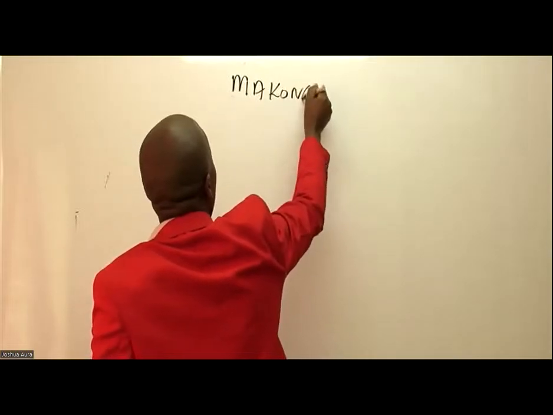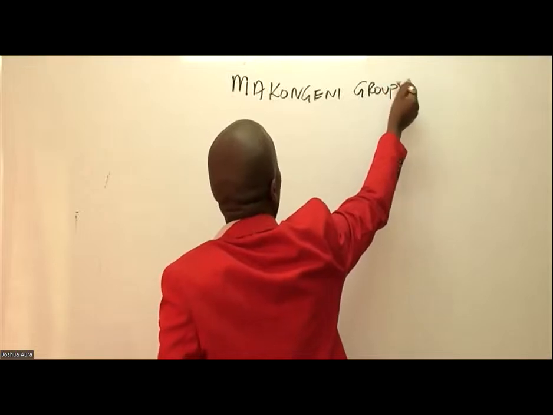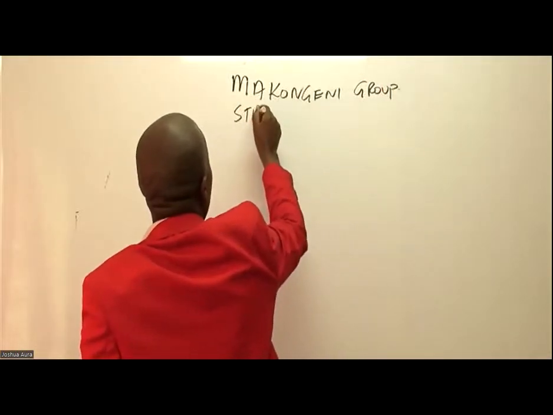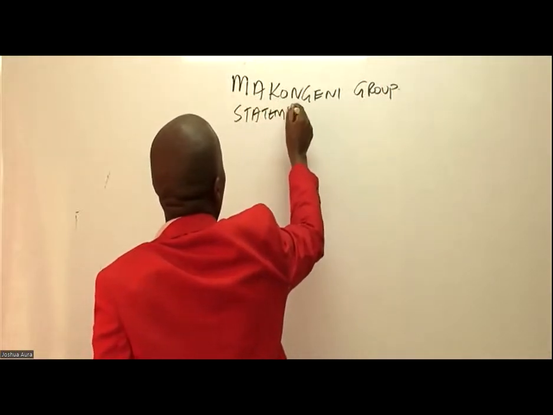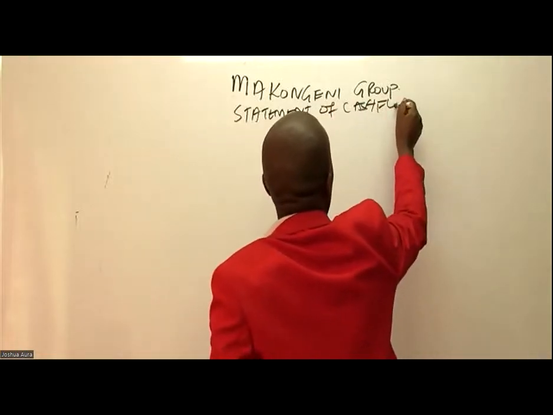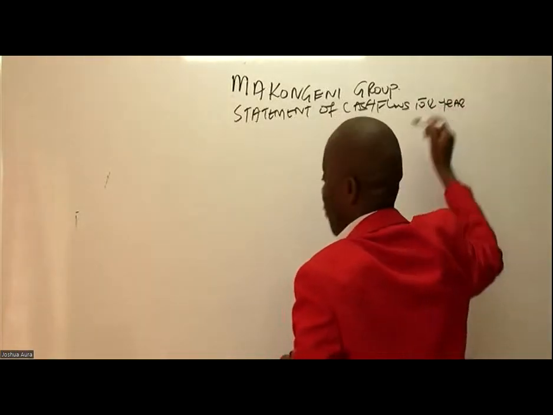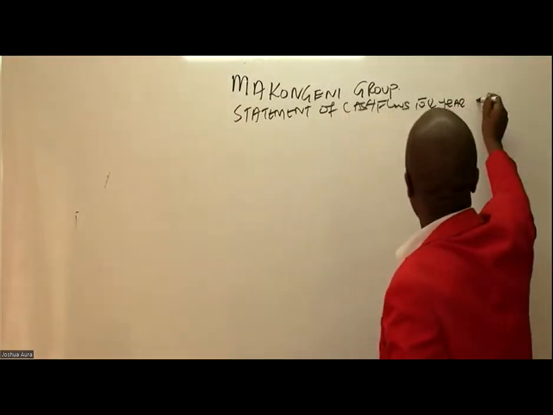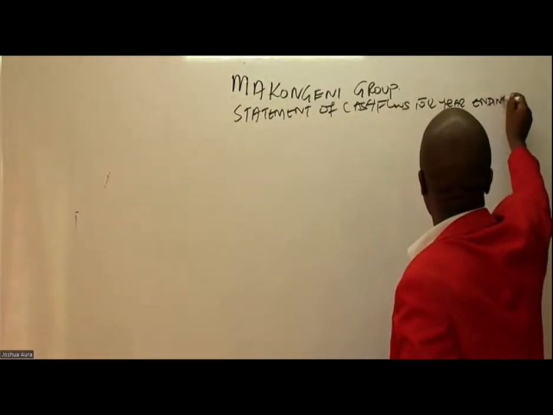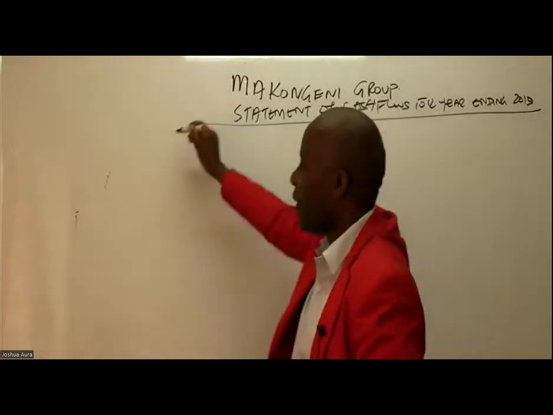Makongeni Group, Statements of cash flows for the year ending, I know you can see the year there, 2019. They underline that very well.